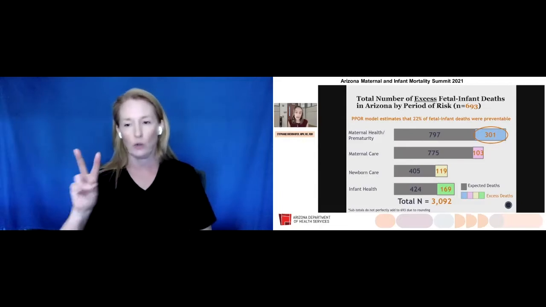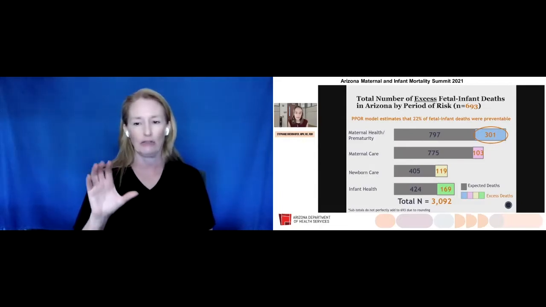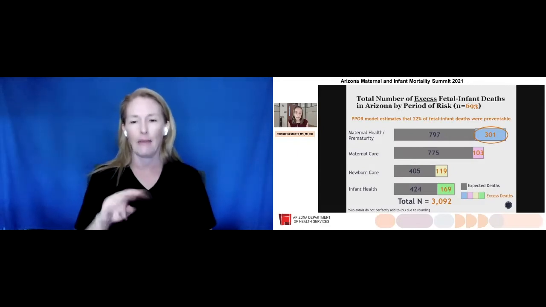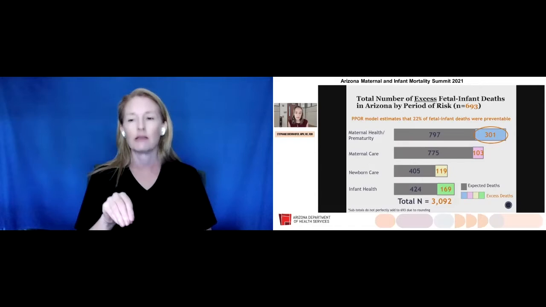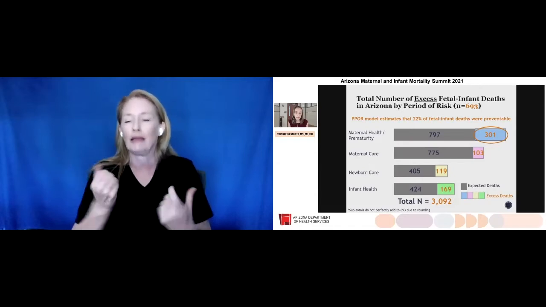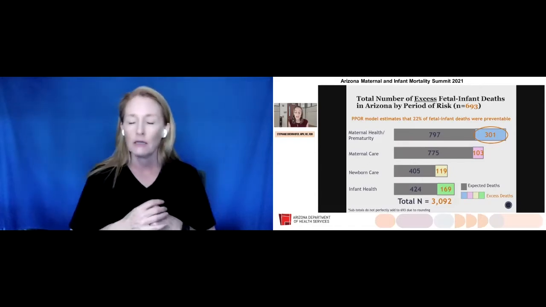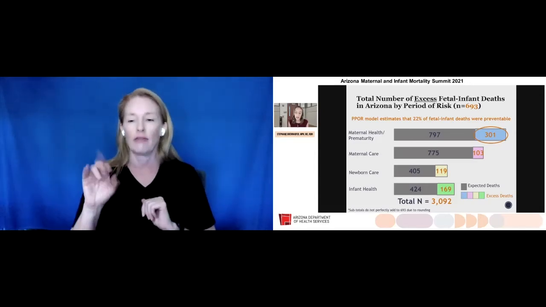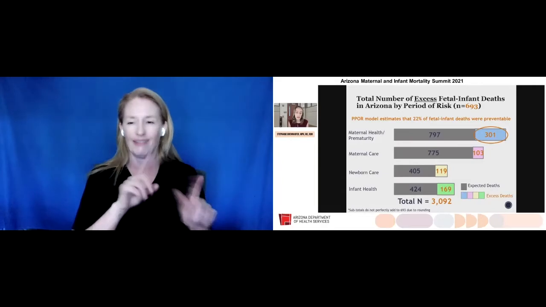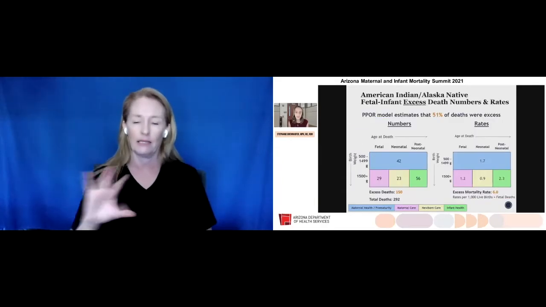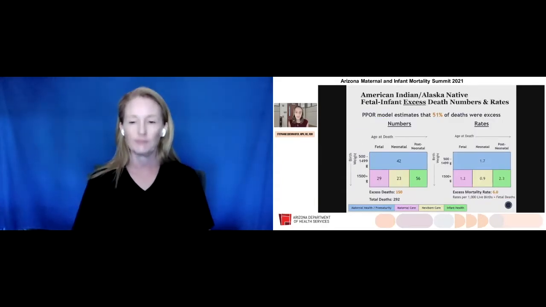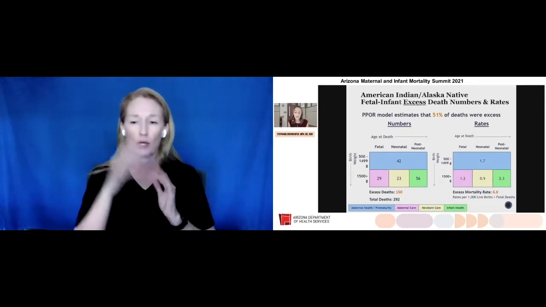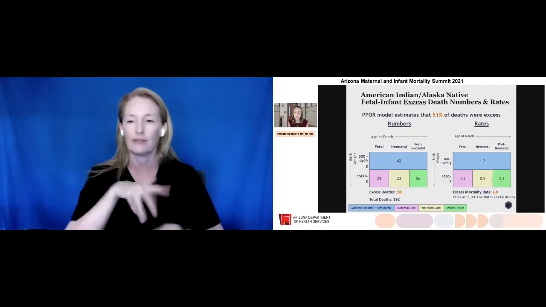And when we actually do the math on that, we can see that 22% of these fetal infant deaths were preventable. So on the next 5 slides, I'm going to take you through the excess death numbers and the rates for our 5 race and ethnicity groups recognized by the Bureau of Public Health Statistics. So we'll start with American Indians and Alaskan Natives, where their excess death rate was 6 per 1,000 live births and fetal deaths.